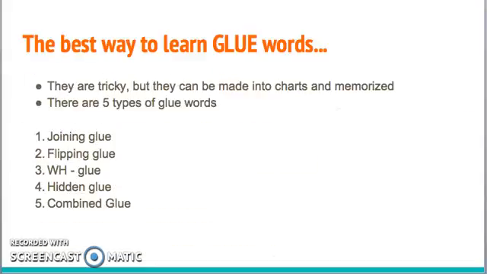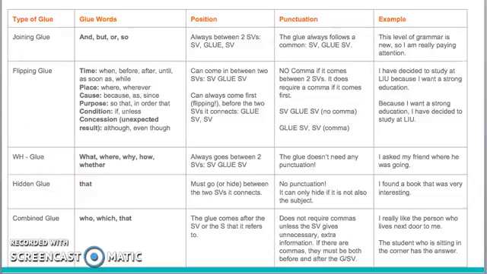So to end, I'm going to show you that these words are tricky, but they can be made into charts and memorized. So there are 5 types of glue, which I'm not going to teach you all about, but I will tell you the 5. 1. Joining glue. 2. Flipping glue. 3. WH glue. 4. Hidden glue. And 5. Combined glue.